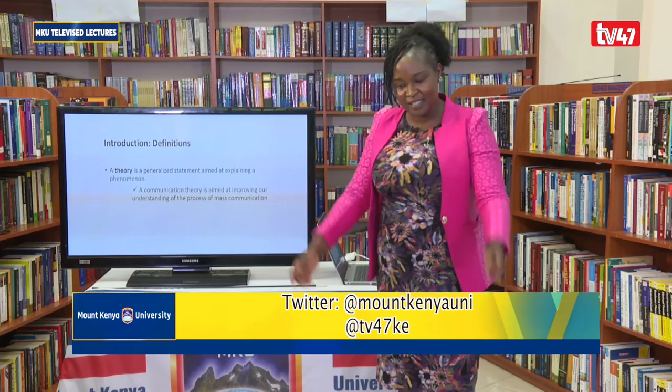And then a theory is also an abstraction. A theory will prevent you from seeing things in any other dimension. For instance, I come as a media person and I tell you we are going to study a theory, for instance, the magic bullet theory, which is a media theory that shows media is very powerful. So I tell you, media affects the way we do things, even at the cognitive level, what we have in our minds, we've learned from media.